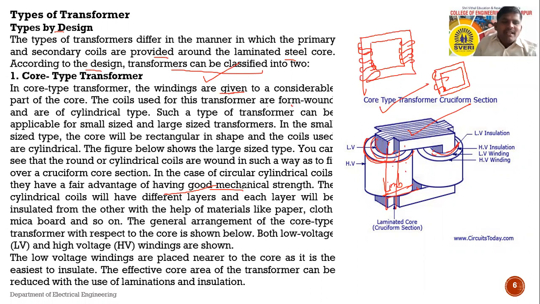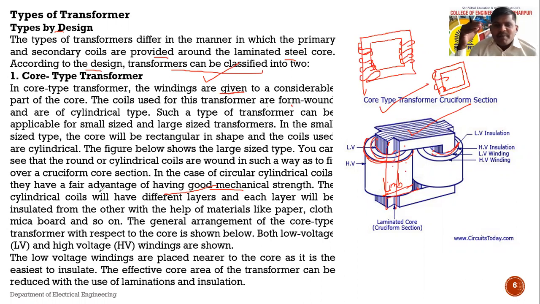The cylindrical coil will have different layers, and each layer will be insulated from the other with the help of materials like paper, cloth, mica, board, and so on. Okay, see बघा, याच्या भोवती जी wound केलेली winding आहे, suppose we are using a cylindrical type of winding. So in this cylindrical winding each turn is insulated from the others. प्रत्येक टर्न पासून पण ते इन्सुलेट केलेलं असेल. Also it is insulated from the core. Core पासून पण इन्सुलेट केलेलं असेल.